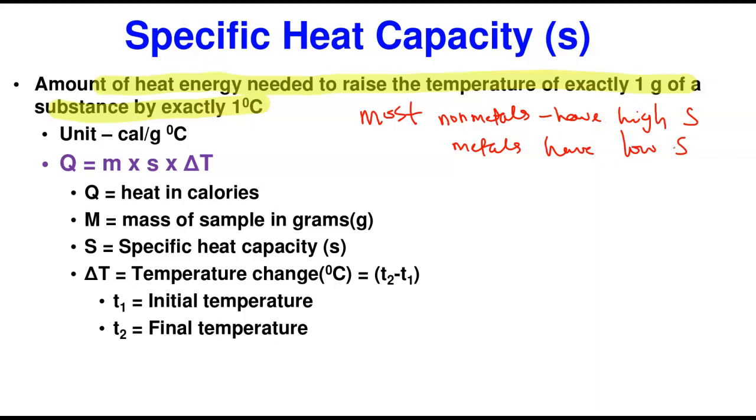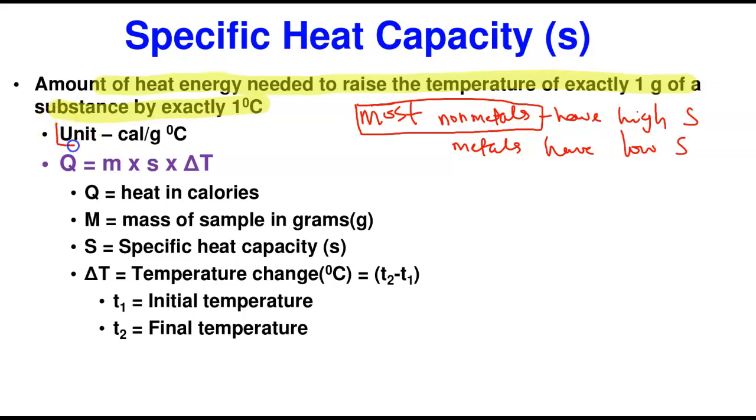You see, metals easily gain heat and lose it immediately because they are good conductors of heat and electricity. However, the non-metals do not gain heat immediately. So it takes them time to gain this heat, but when they gain it, they retain it as long as possible. That ability of a substance to retain heat is what the specific heat capacity measures. So that is the amount of heat you need to raise the temperature of 1 gram of a substance by 1 degree Celsius.